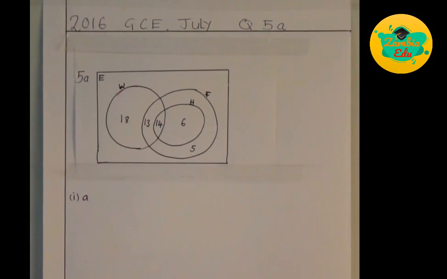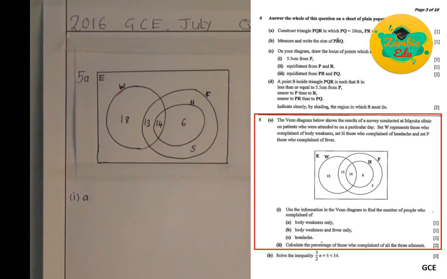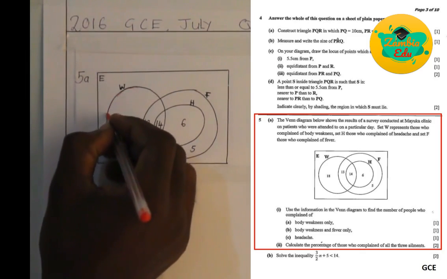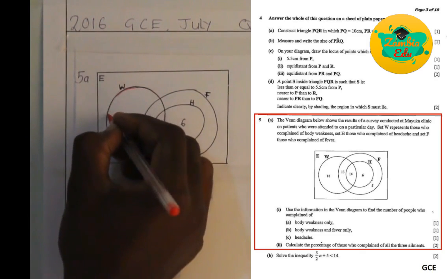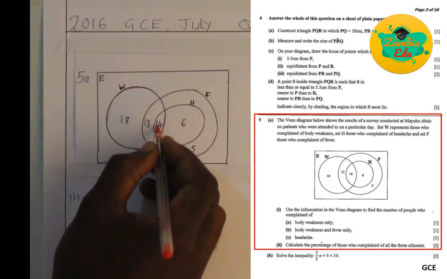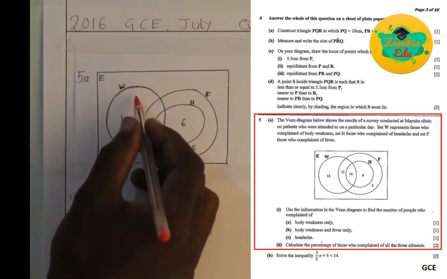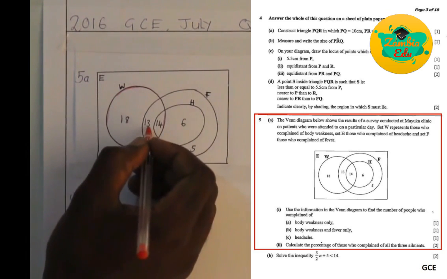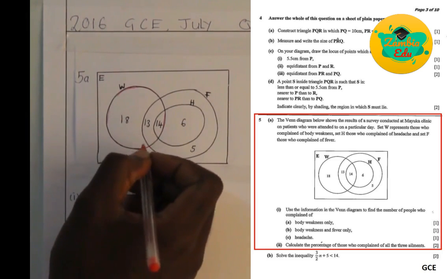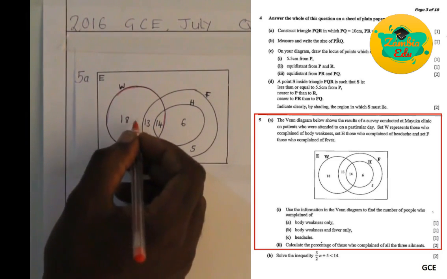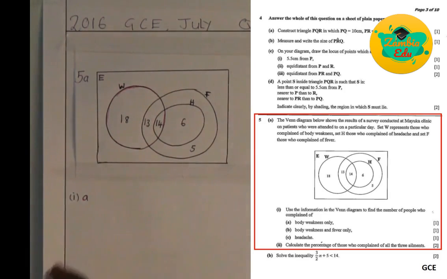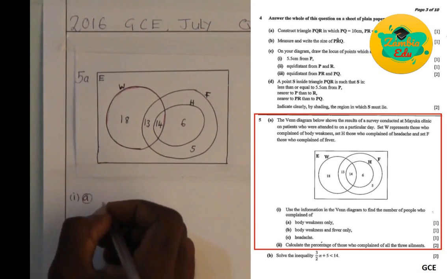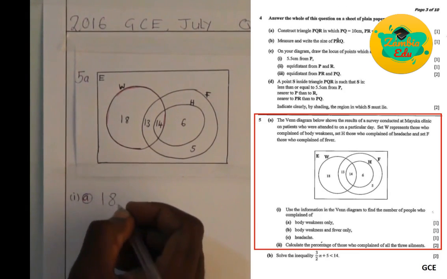We're looking at those who complained of body weakness only. So the set for body weakness only, as we can see, it's here. W is going through there. 3 represents these people in here. They complained of all the weaknesses: body weakness, headache, and fever. The 13 represents only those that complained of fever and body weakness. However, 18 represents those who had body weakness only. So our answer there is 18.